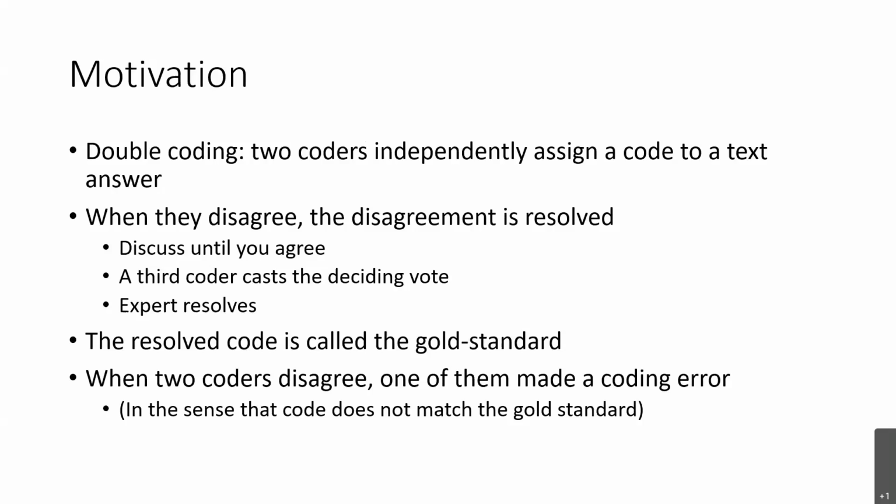The resolved code is called the gold standard. And it's not like no error could happen in the gold standard, but it's pretty good. And relative to this gold standard, when two coders disagree, then one of them must disagree with the gold standard. And that's what we call a coding error here.